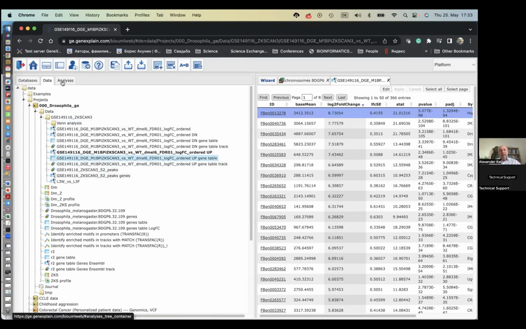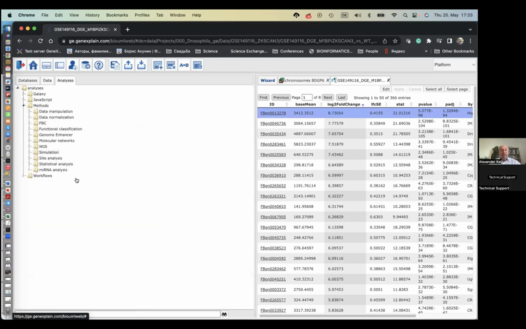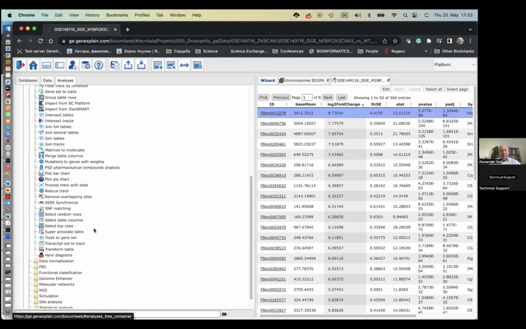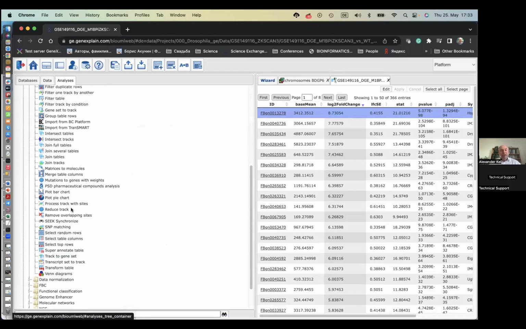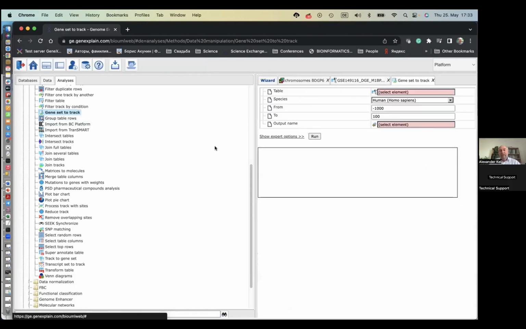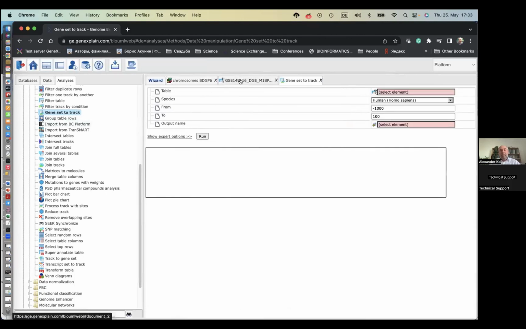Here in the analysis tab, we have many functions, but the function which I was using is called gene set to track. We have a gene set and we want to convert it to a track. What do I mean? We have just a list of genes, but now I want to put them into the genome and know where those genes are located, these particular 366 genes. For that we have this gene set to track function. You double click on it, and you drag and drop the gene list here.